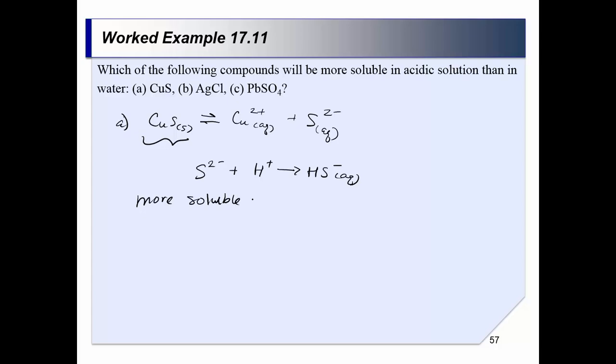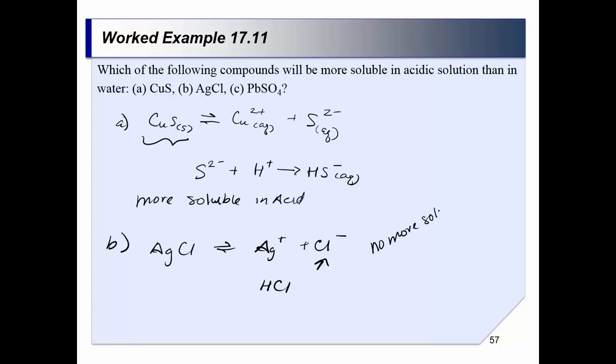Now for B, looking at silver chloride, remember silver chloride goes to form silver and chloride. The chloride ion is the conjugate base of a strong acid, hydrochloric acid. So it doesn't react with hydrogen, and therefore it is no more soluble. The solubility does not change in an acidic solution.